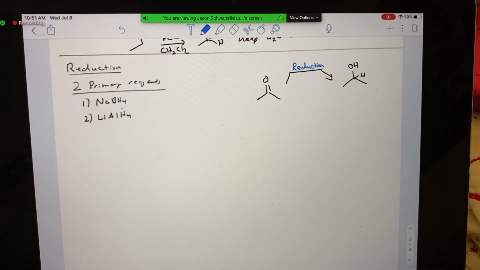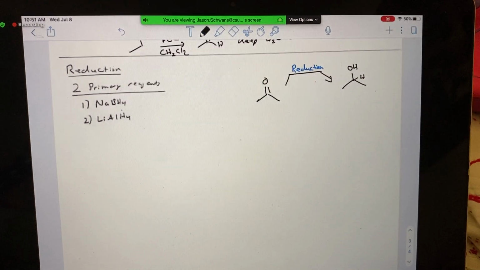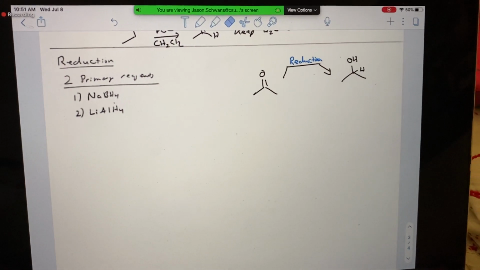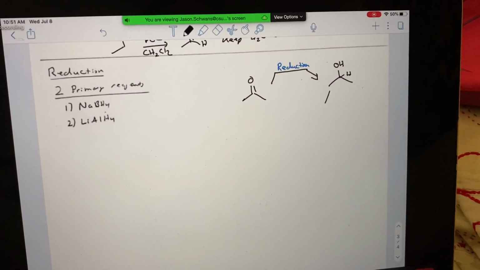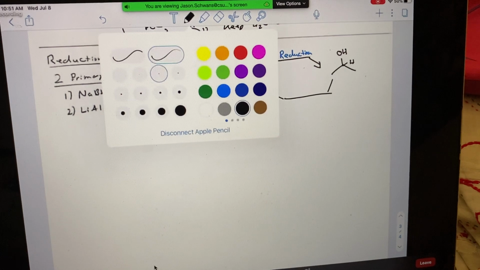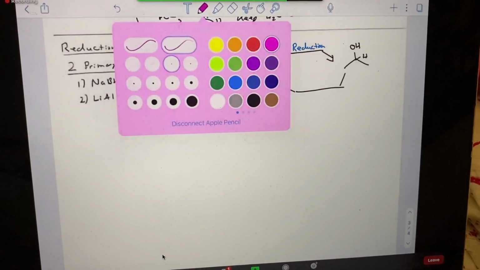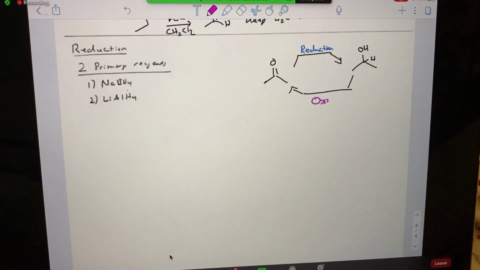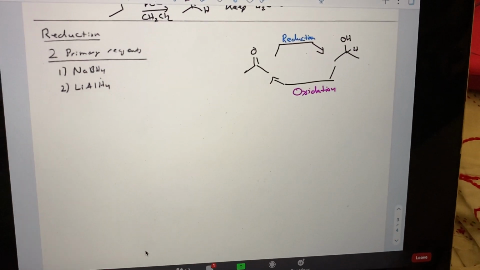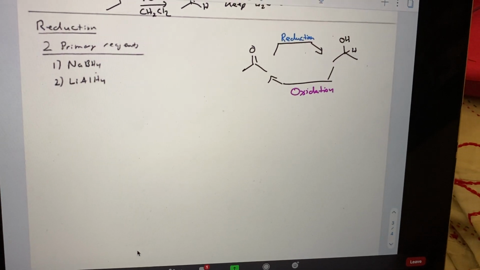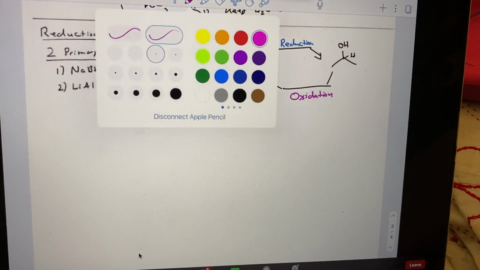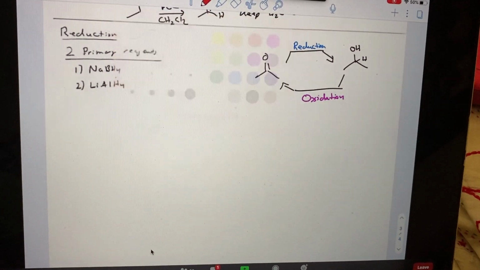So a reduction reaction. What we were seeing earlier is that if you turn an aldehyde or a ketone, let's see what this pink looks like. How about that's an oxidation. Magenta, I think. So we have a reduction and an oxidation reaction. And this is useful for synthesis because we can actually go back and forth. We'll stick with the boring red here.